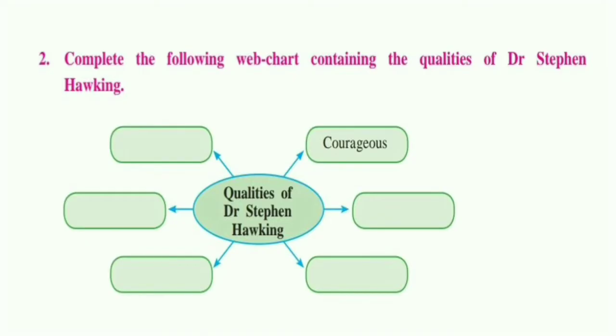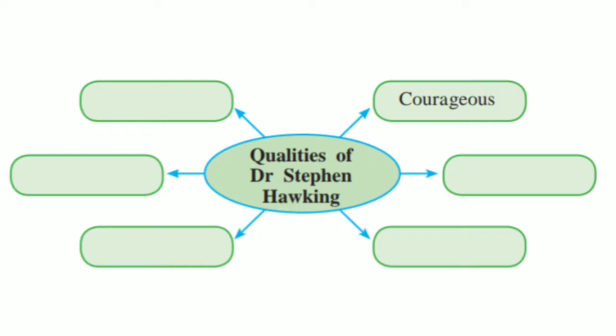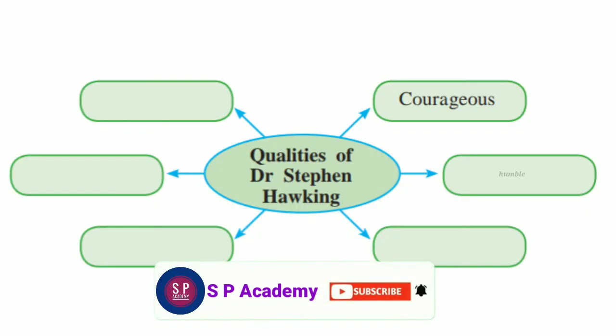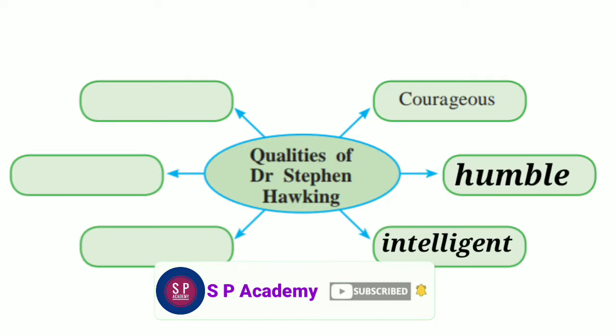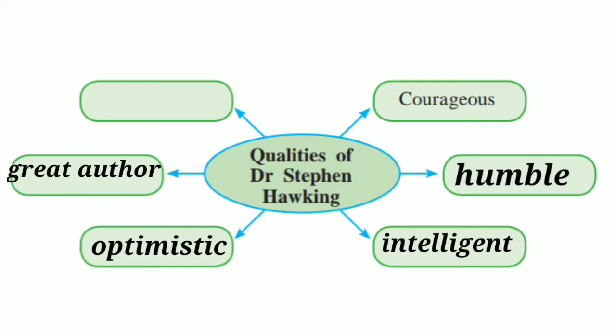Next question. Question number 2. Complete the following web chart containing the qualities of Dr. Stephen Hawking. Qualities of Dr. Stephen Hawking: courageous, humble, intelligent, optimistic, great author and undaunted.